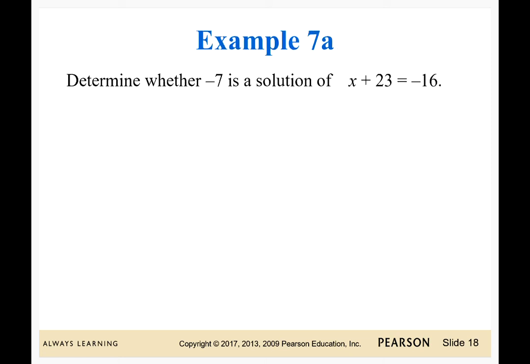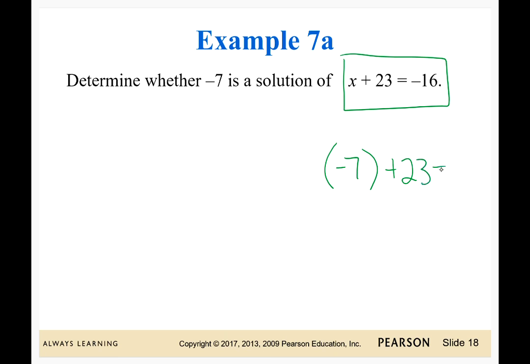All right, we want to determine if -7 is a solution of x plus 23 equals -16. So this is the original equation. Let's say that we have solved it and we think the answer is -7. We just want to check to see, is that true? So we are going to take this equation, and every place you see an x, I'm going to replace it with a -7. So -7 plus 23 equals -16.